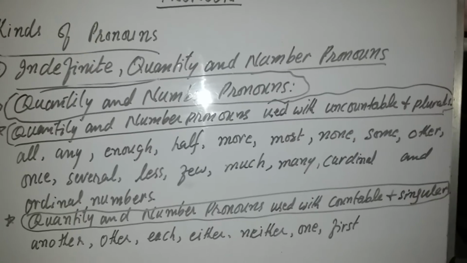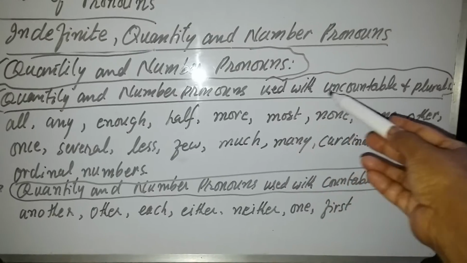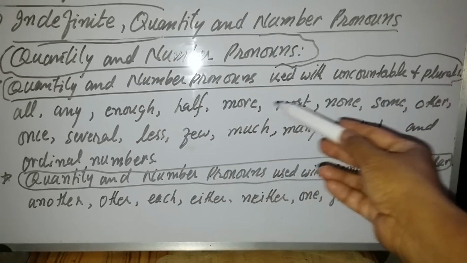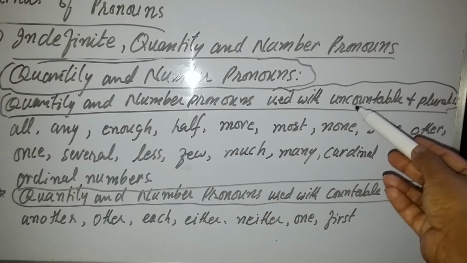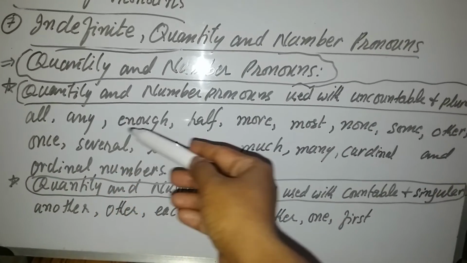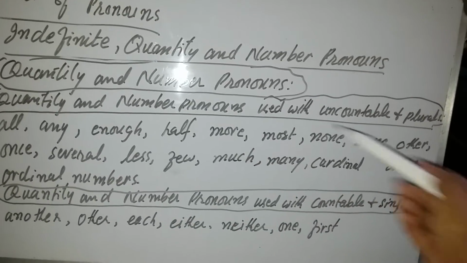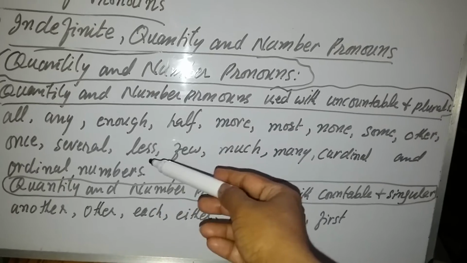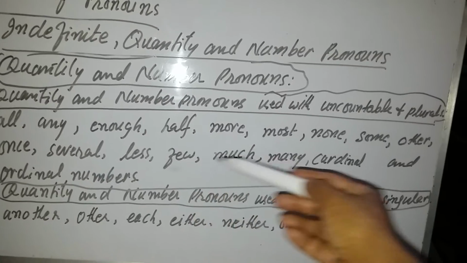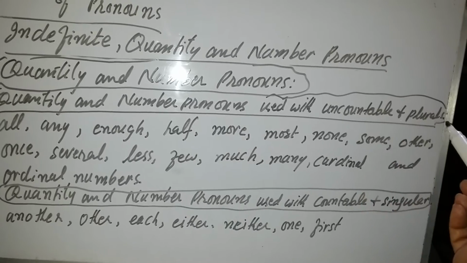Now these are quantity and number pronouns used with uncountable and plurals. These are all those quantity and number pronouns which we use with uncountable and plural nouns. Which are these? All, any, enough, half, more, most, none, some, other, once, several, less, few, much, many, cardinal and ordinal numbers.